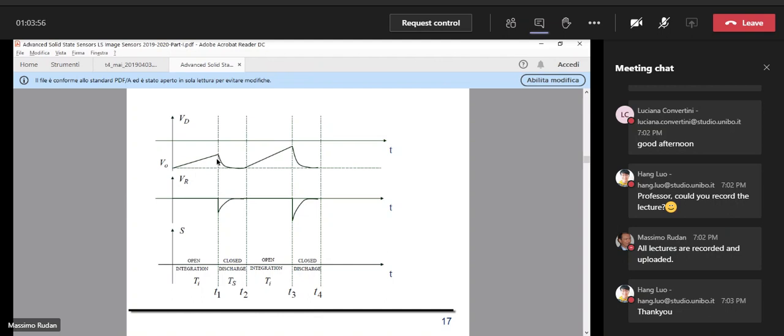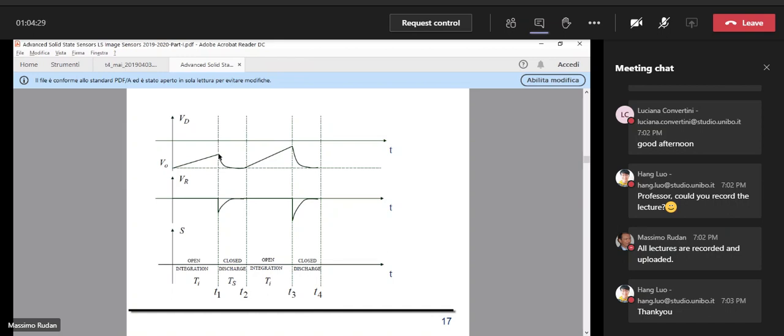So when we reach the end of the integration time, Vd has changed from V0 to some value, okay, and this value, of course, depends on the current produced by the generator, and in turn, this current depends on the illumination that exists during this integration time.